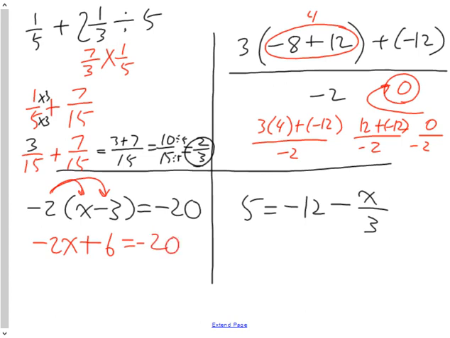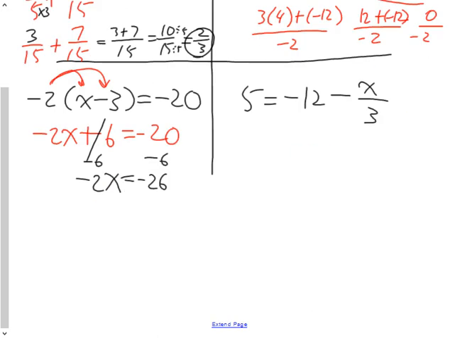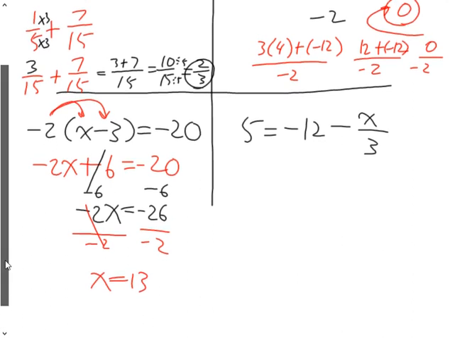I'm going to subtract 6 from both sides to get rid of my constant. -2x equals -26. Divide both sides by the coefficient of -2, and x will equal a positive 13. That's your solution.